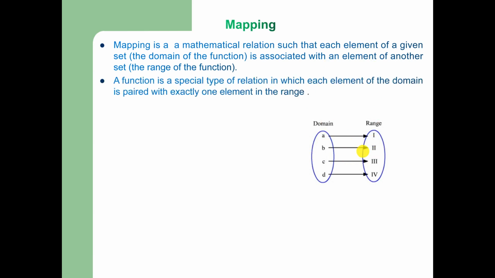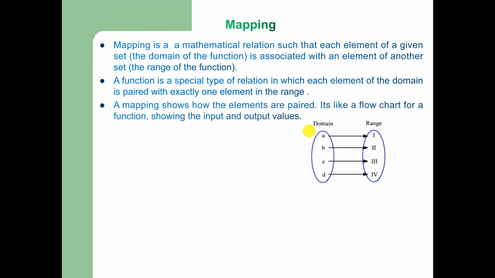A function is a special type of relation in which each element of the domain is paired with exactly one element in the range, as in this case each element in the domain is paired with exactly one element in the range. So this kind of relation is known as a function. A mapping shows how the elements are paired. It is like a flow chart for a function showing the input and output values.